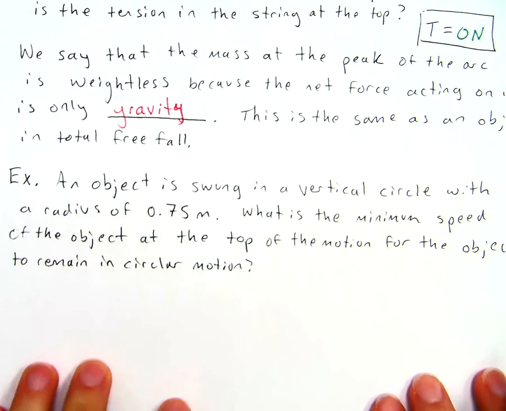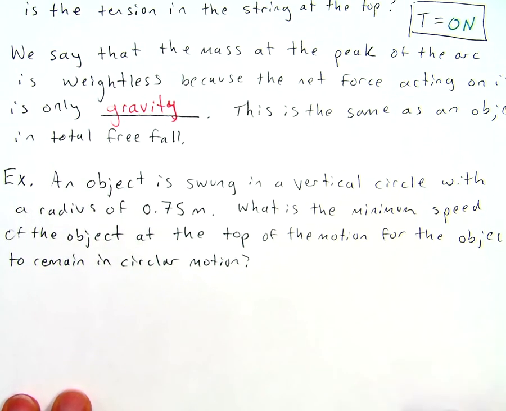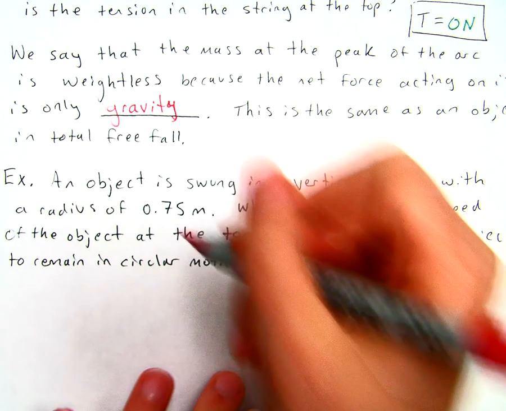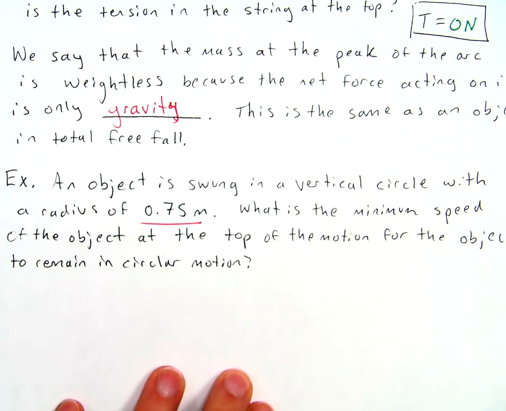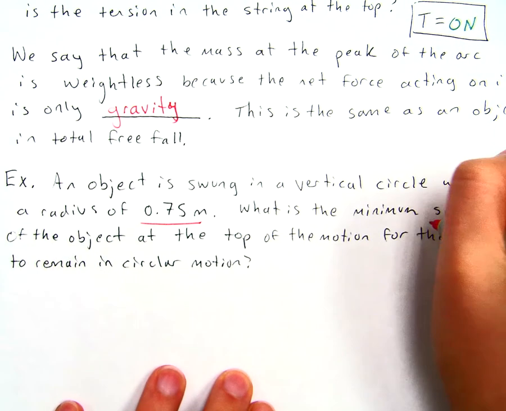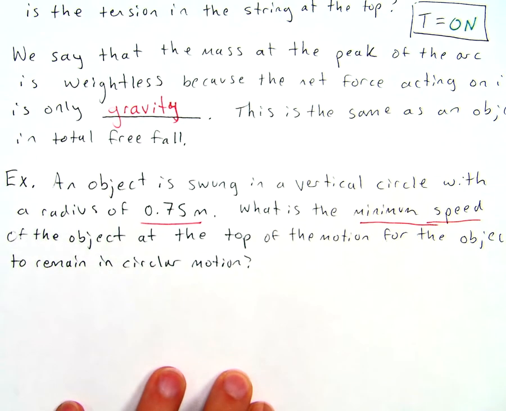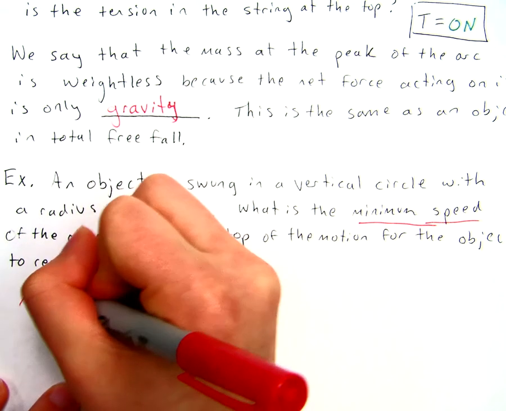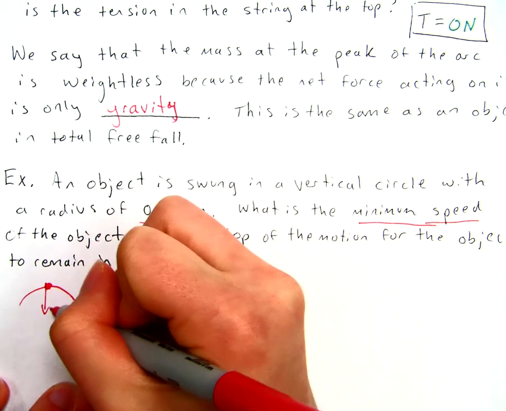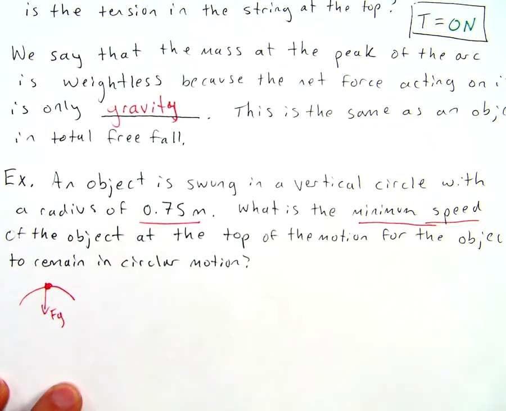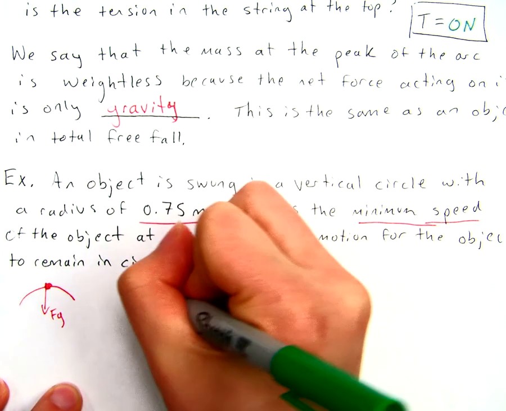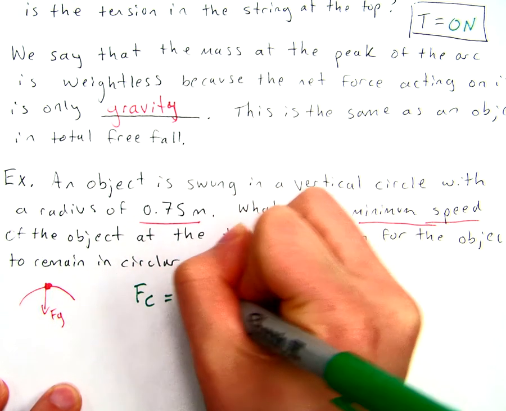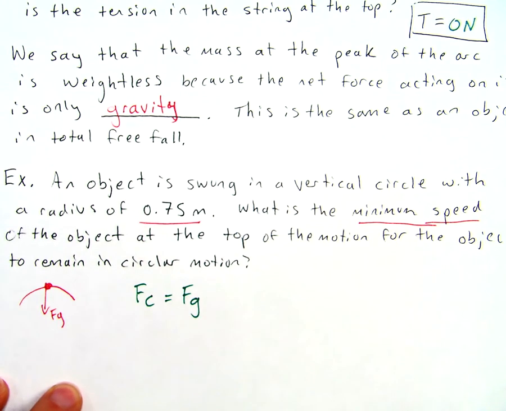Okay. Here we have an object still swung in that vertical circle. We have a radius of 0.75 meters. What's the minimum speed of the object at the top of the motion for the object to remain in circular motion? So at the top of our path, the only force acting on us is F of g. So our centripetal force will equal our gravitational force.